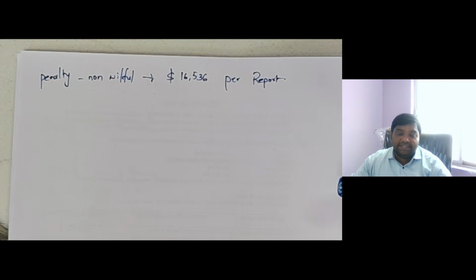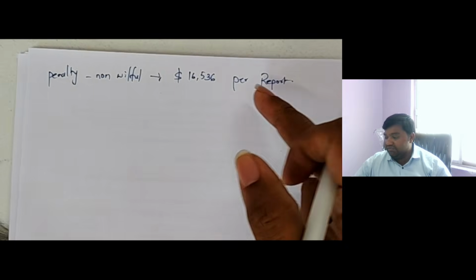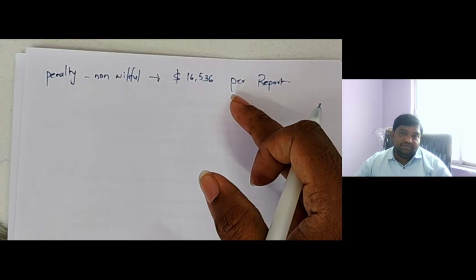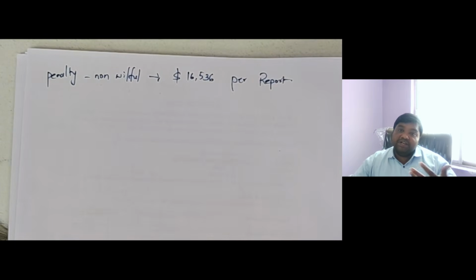Previously what used to happen is some courts used to levy penalty per financial account. It means, let's say for 2025 tax year you have 5 foreign accounts, foreign bank accounts in different countries. Even though you have 5 foreign bank accounts, you have to file only one FBAR report. So what courts used to do is they used to levy penalty 5 into $16,536, which is approximately 90,000.